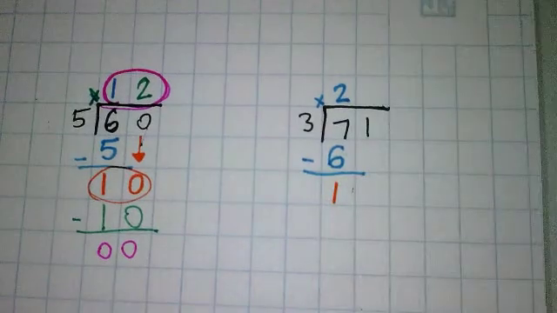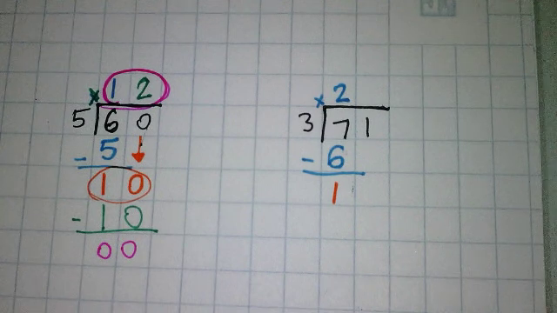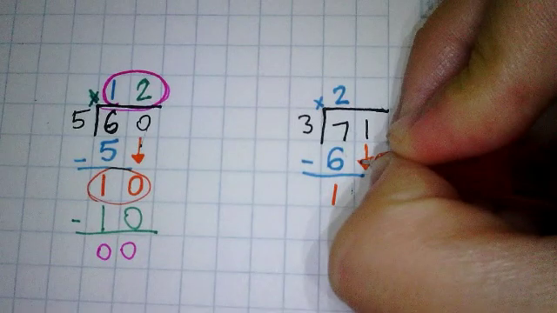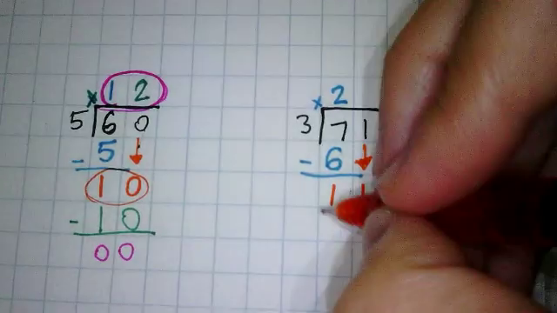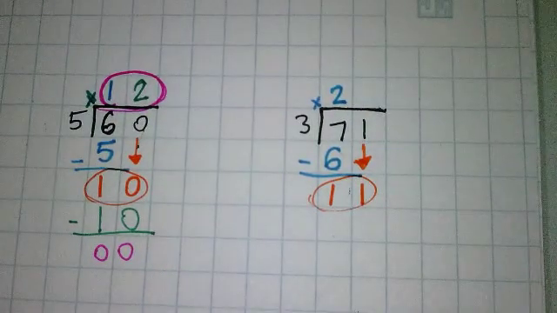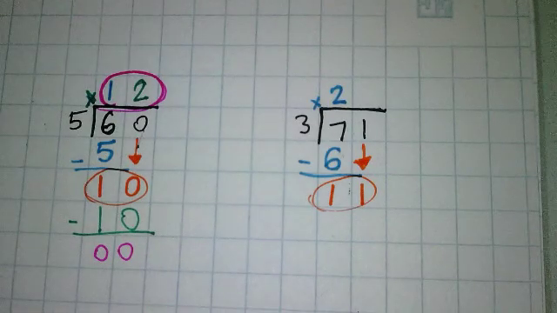Now, Reagan, can you tell me what my next step is? I know you know. What do you think my next step is going to be? Yeah, I got to bring that 1 down. Good. So now I have a new number. What's my new number? 11. Good. Now I need to figure out how many times can 3 fit into 11 without going over.